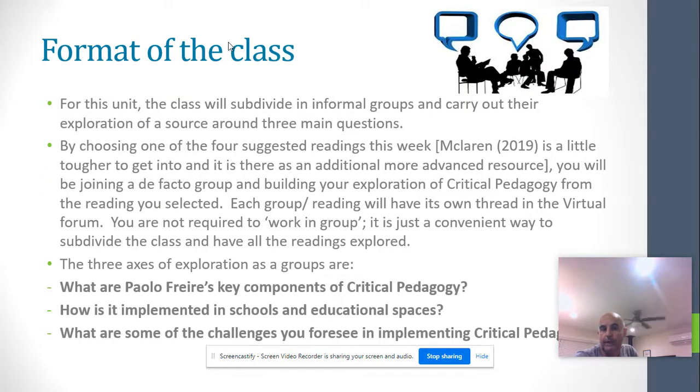So the format is, there are 5 readings. One of them is quite complex, Maclaren. So I put Maclaren more for those of you who want a more advanced reading, but we're not going to include Maclaren in the activity for Unit 2. But you have 4 other readings.